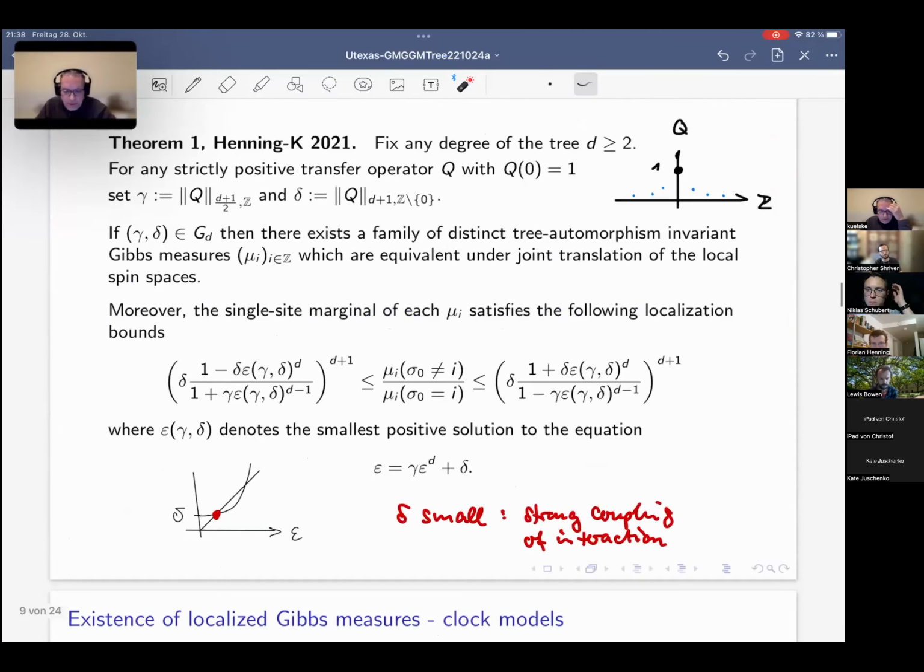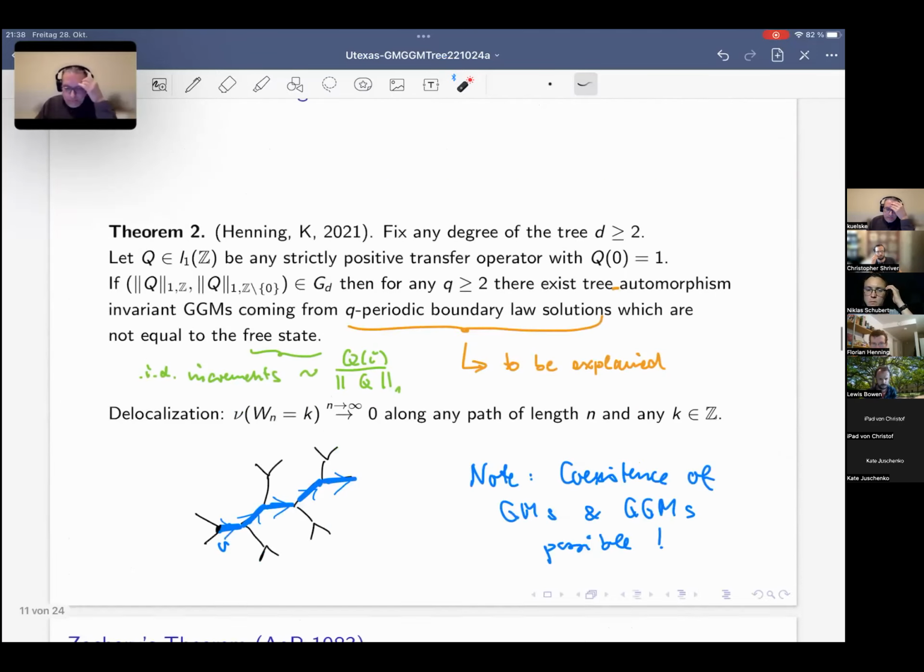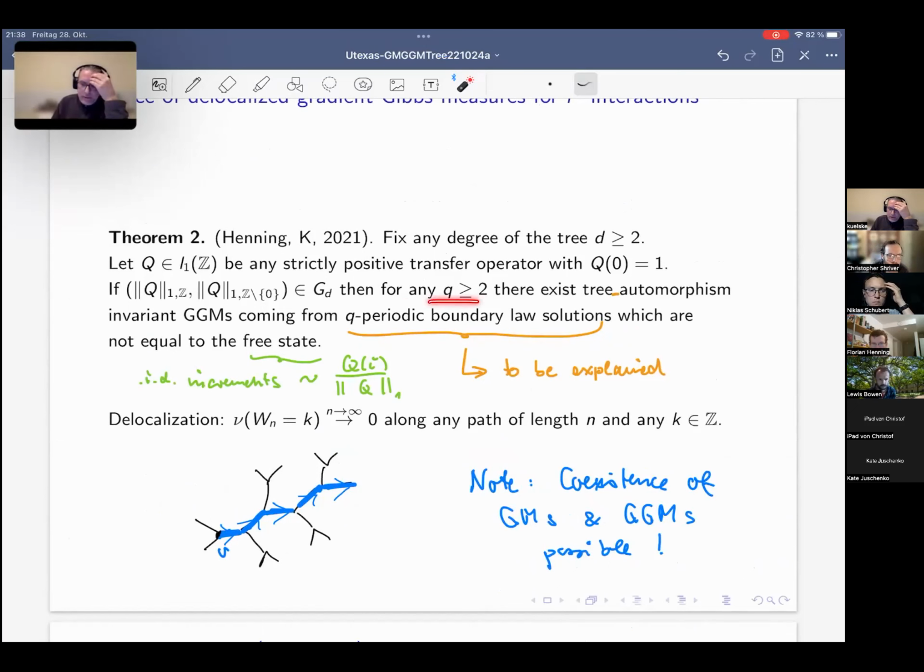And this is surprising, that they can actually coexist. So for any Q, you have gradient Gibbs measures coming from, now there's a new notion, boundary law solutions, from Q-periodic boundary law solutions. And these gradient Gibbs measures are not equal to the so-called free state. What would be the free state?